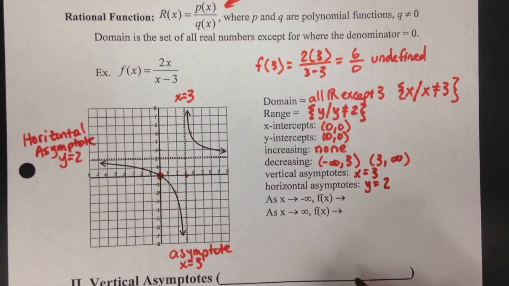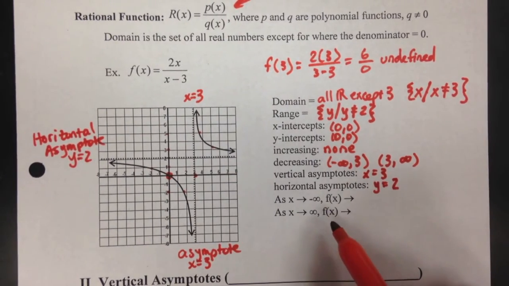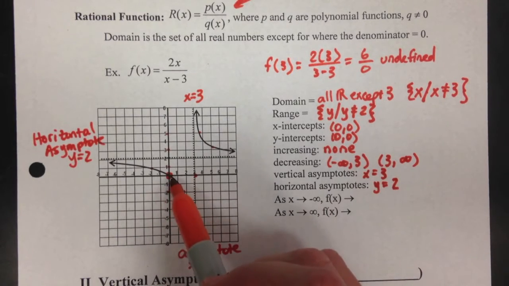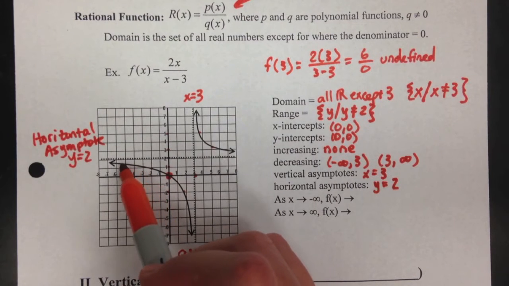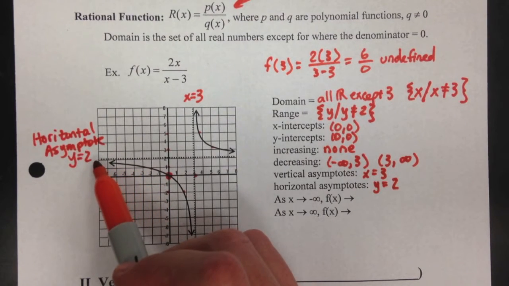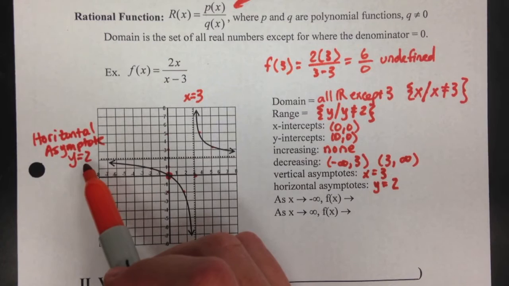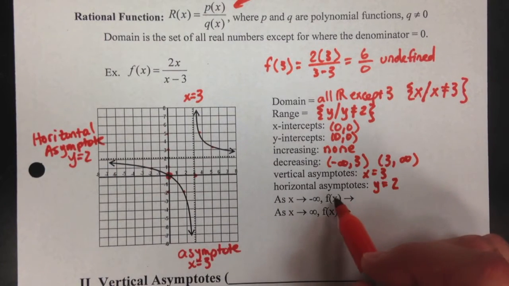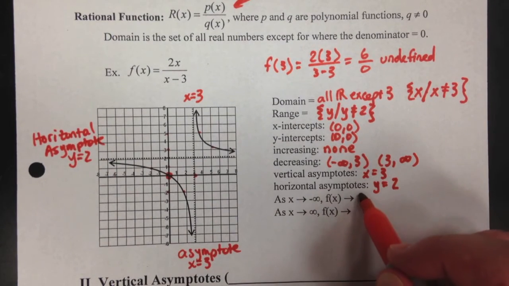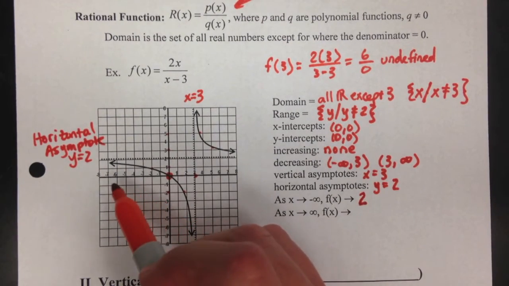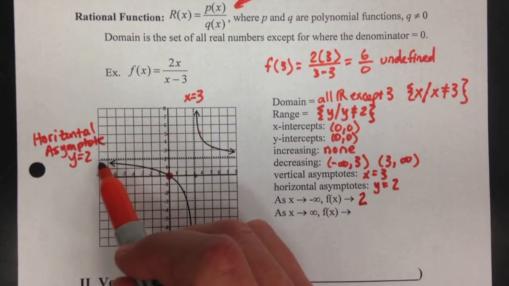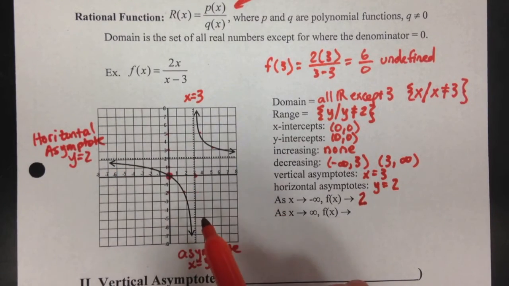Now as for the end behavior, this is going to be a little bit different. As your x values go to negative infinity, what's the function doing? Well, as x approaches negative infinity, as we move left, this curve is going to get closer and closer to 2, but it's never actually going to get there. But what we'll say is that the y value, that's f of x, is approaching positive 2. So as we go to the left, what's the y value doing? It's getting closer and closer to that value of 2.